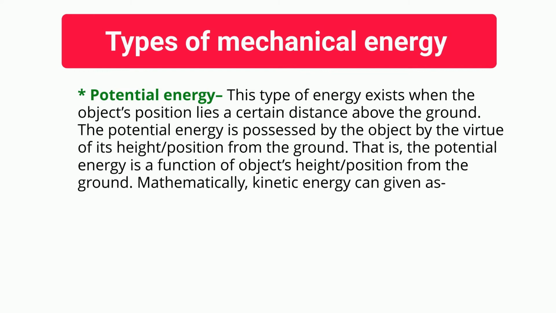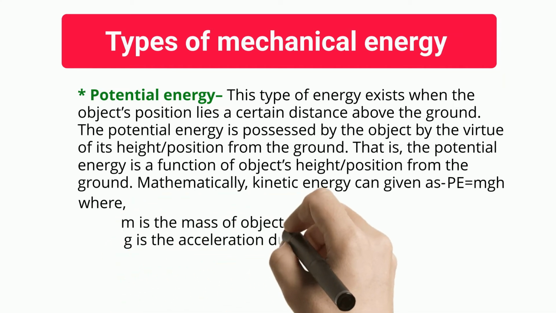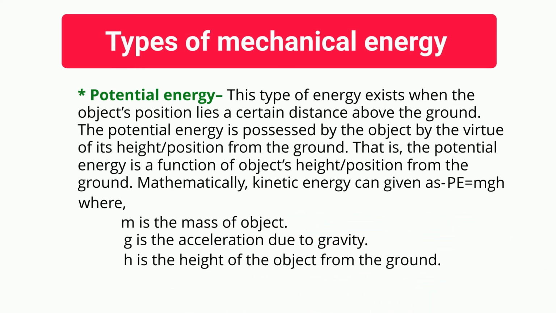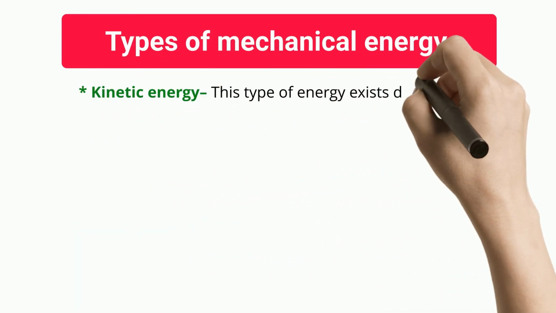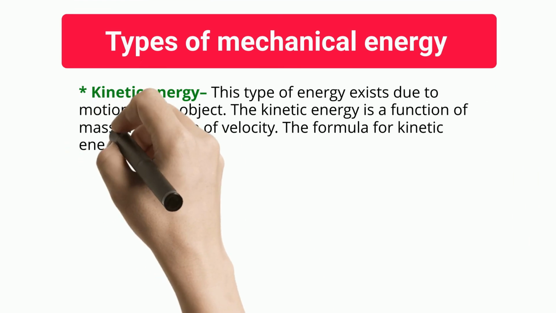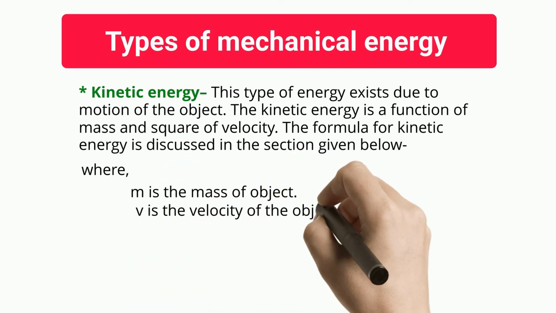Mathematically, potential energy can be given as P equals mgh, where m is the mass of the object, g is the acceleration due to gravity, and h is the height of the object from the ground. Kinetic energy: this type of energy exists due to the motion of the object. Kinetic energy is a function of mass and the square of velocity. The formula for kinetic energy is given below, where m is the mass of the object and v is the velocity of the object.